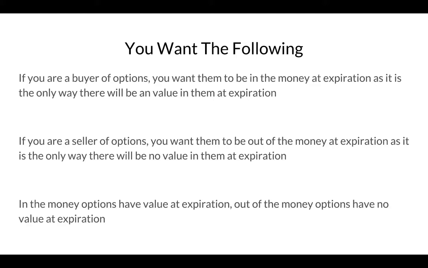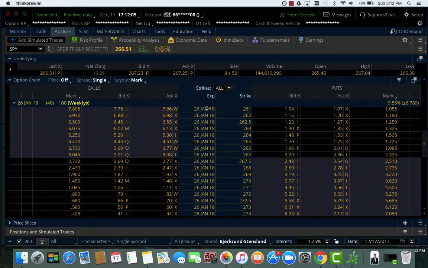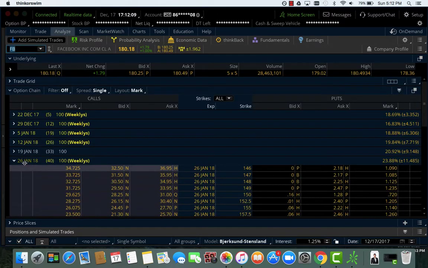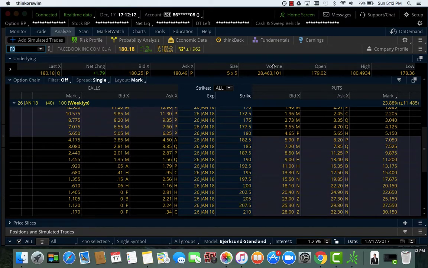Again, in the money options have value at expiration. Out of the money, they do not have any value at expiration. So let's look at another stock like Facebook, for example. Facebook right now is trading for, let's call it, $180.